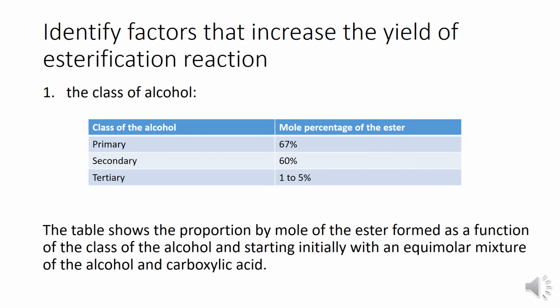If the class of the alcohol is secondary, the mole percentage of the ester will be 60%. If it is tertiary alcohol, the mole percentage of the ester, or the percentage yield, is from 1 to 5%, which is the least percentage yield. As you observe here, if we use primary alcohol, the percentage yield will be the highest.